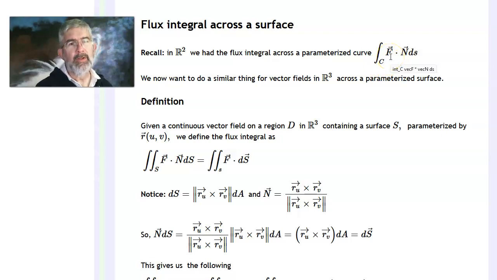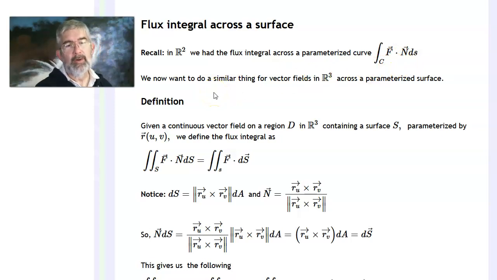F was a vector field in R2. N was a unit normal vector to the curve, and ds was, of course, a little bit of arc length. Okay, and this was essentially the normal component of the vector field at each point along the curve, multiplied by a little bit of arc length, and you add it all up. Okay, that was called the flux integral.